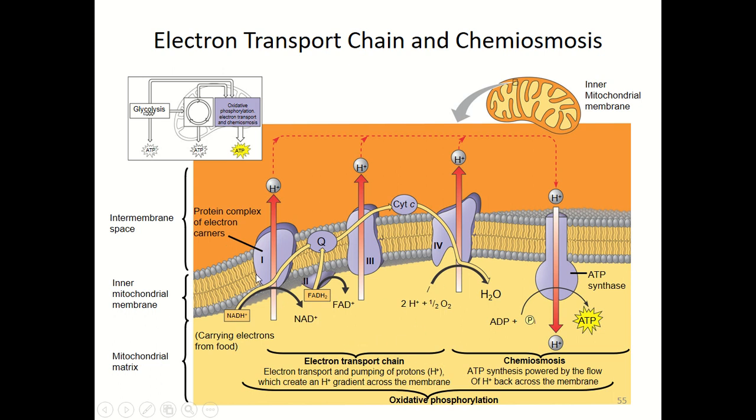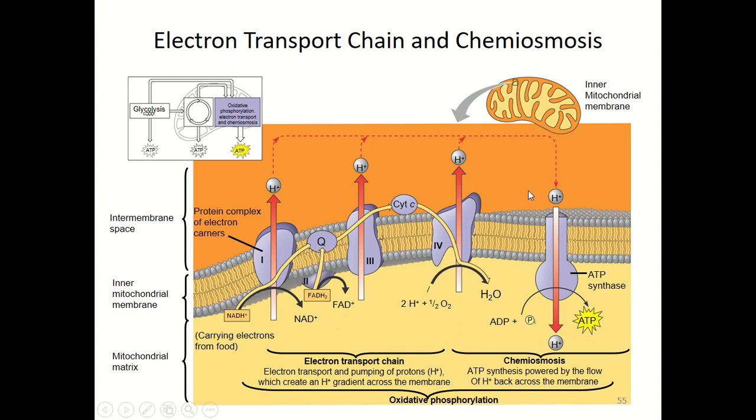So we have four protein complexes: protein complex 1, 2, 3, and 4, and it also consists of two mobile carriers, which, as you can see here, are ubiquinone or coenzyme Q, and the second mobile carrier is cytochrome C. All of these are located inside the inner mitochondrial membrane, which is between the intermembrane space and the mitochondrial matrix.